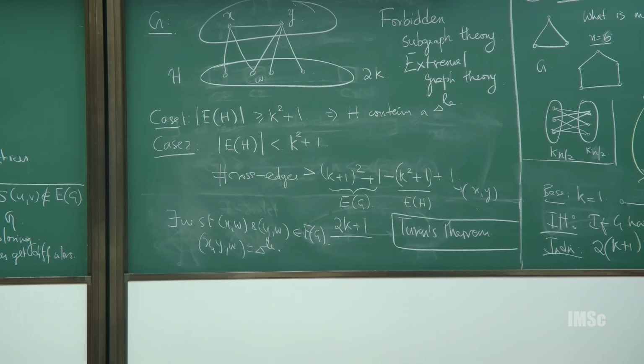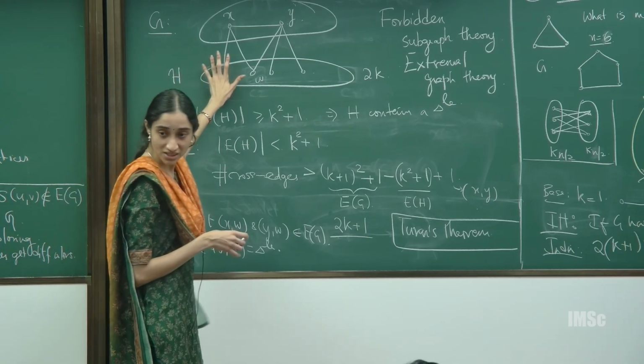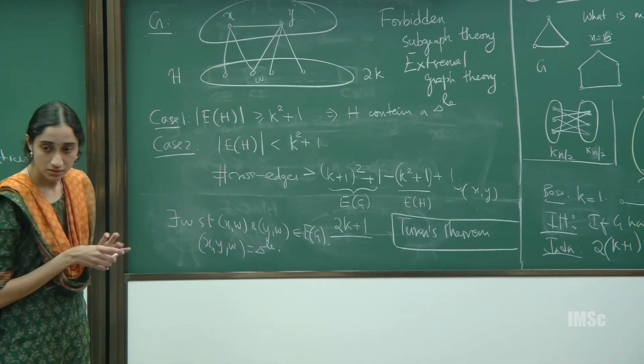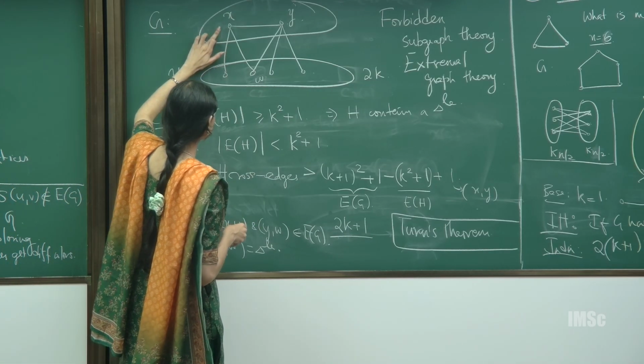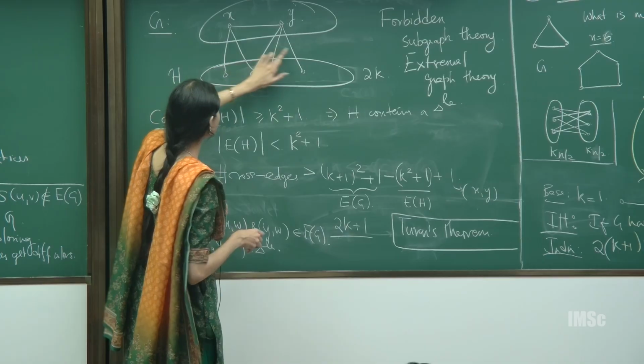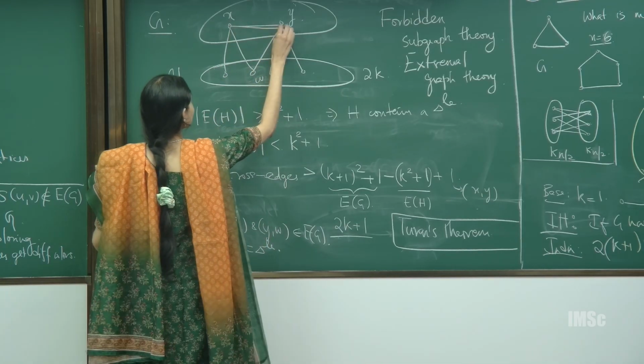Is that okay? What was the cross edges? So you wanted to count the number of cross edges? What was the definition of cross edges? By cross edges, what I meant is those edges that are adjacent to both x and y, except this edge.